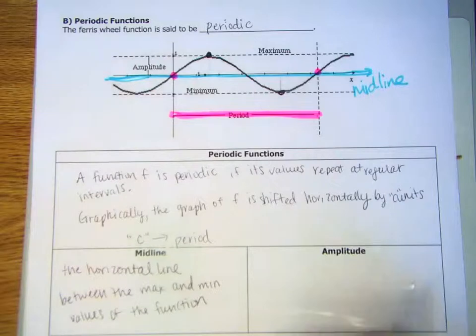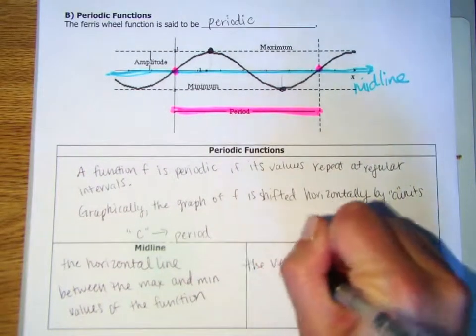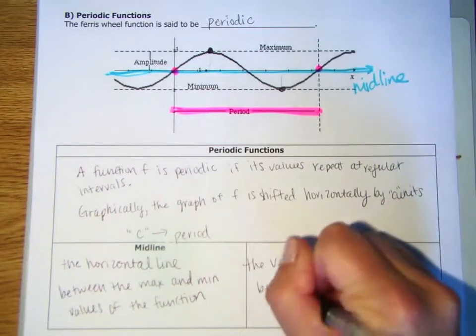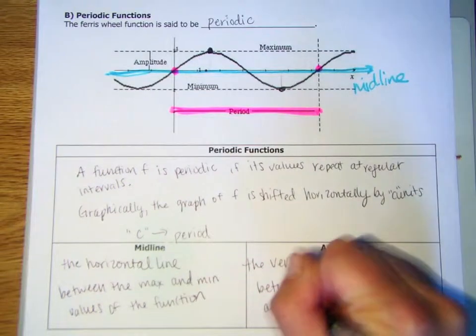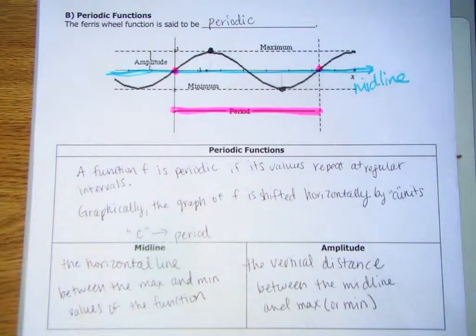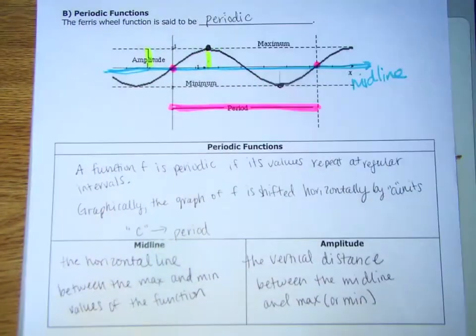And then finally, what we call the amplitude is the vertical distance between the midline and the maximum or the min. It'd be the same either way. So the amplitude is from the midline to the max or min, that distance is your amplitude.